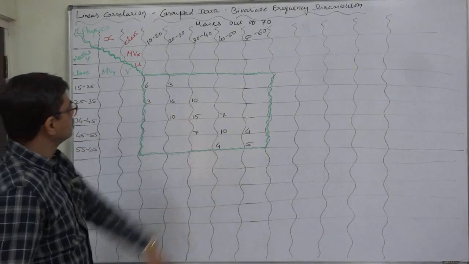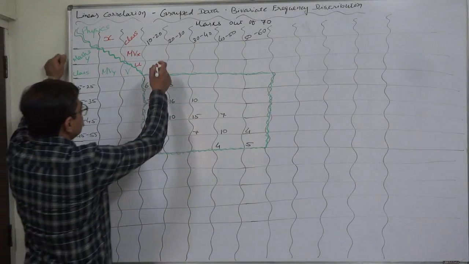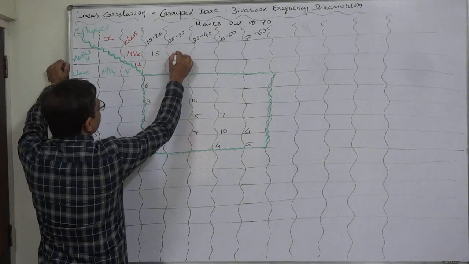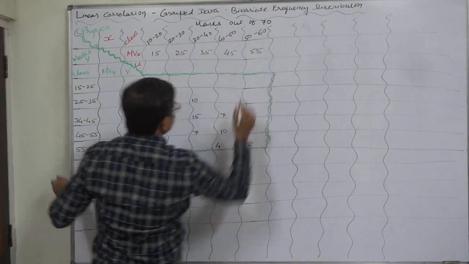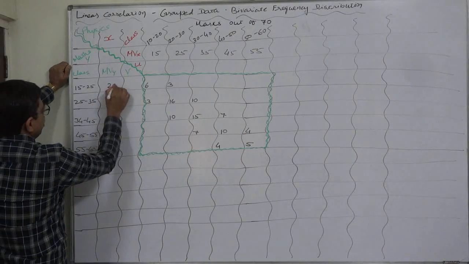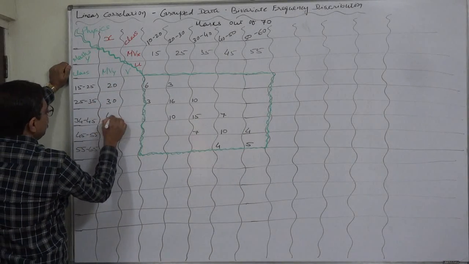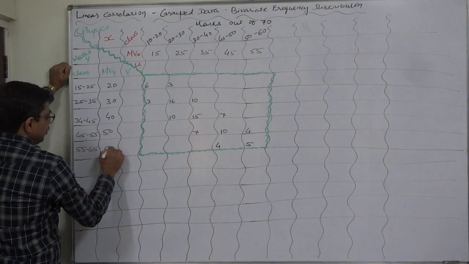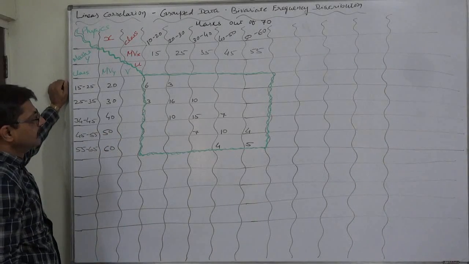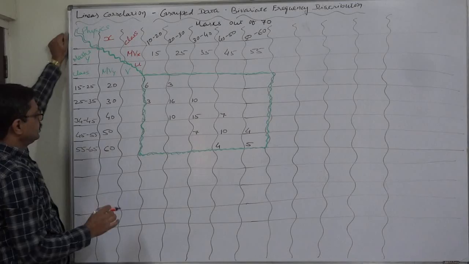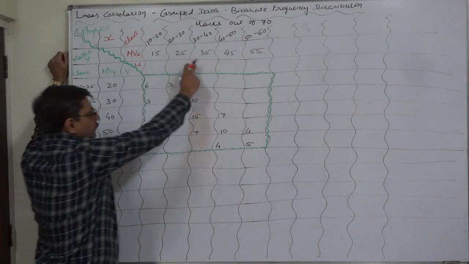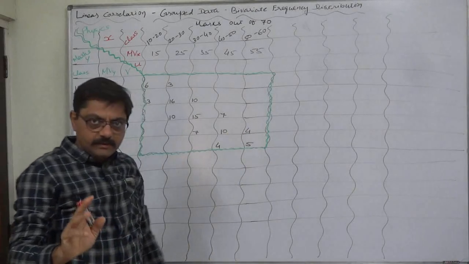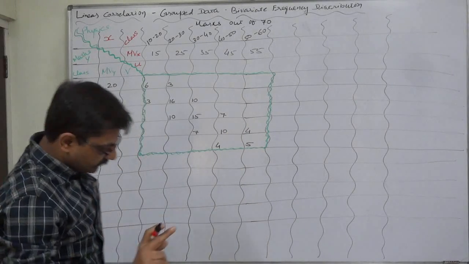First of all, let us find out the mid values. There will be 15, 25, 35, 45 and 55 for marks in physics, and there will be 20, 30, 40, 50 and 60 for marks in mathematics. Now select the central mid values, or the mid values against the highest frequency.